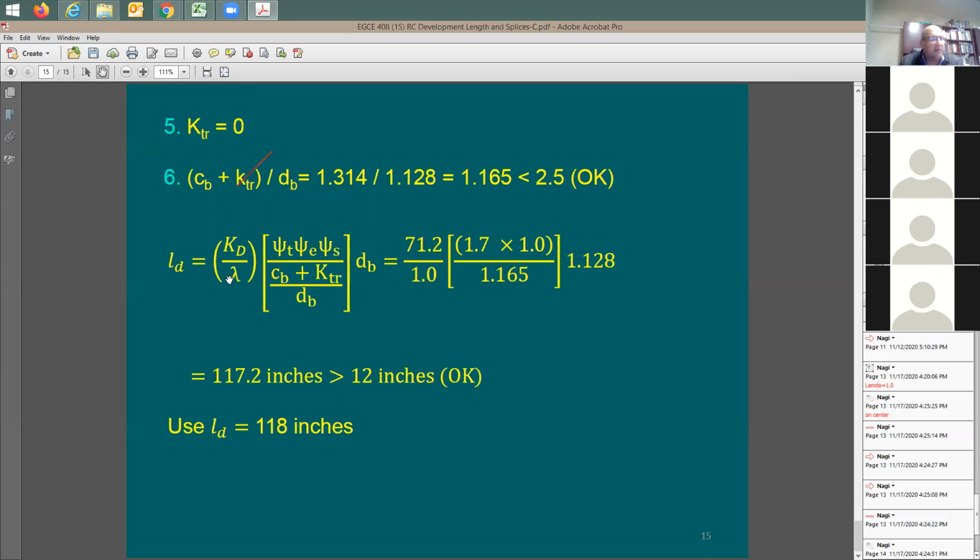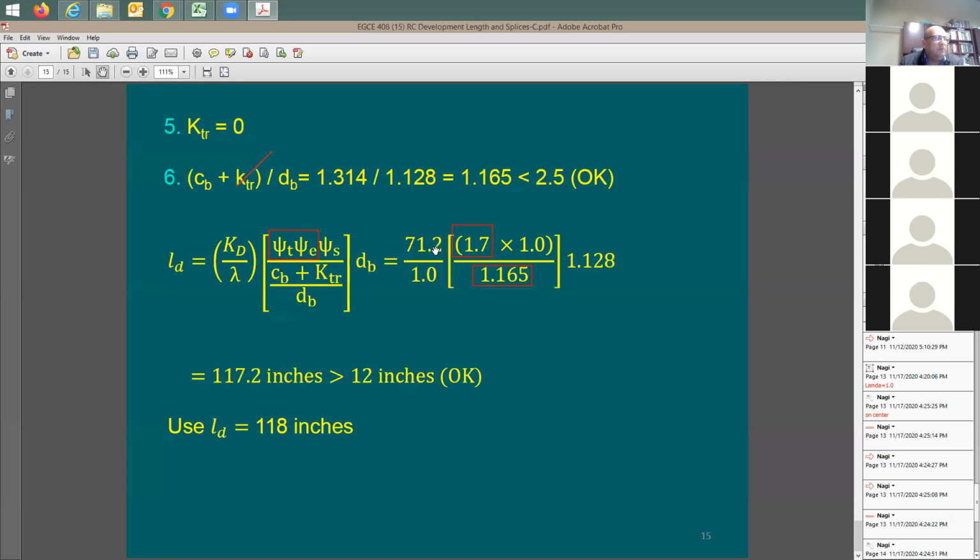Now let's look at the final equation. Lambda is 1, normal weight concrete. Psi sub t times psi sub e is going to be only 1.7. Look what happened here: I'm not going to be using the actual values for these two factors, because I have a limit of 1.7. For the bar size, the factor is going to be 1. CB plus KTR, as you know, is equal to 0, and the value is not above 2.5. I can safely use 1.165 taken from here.